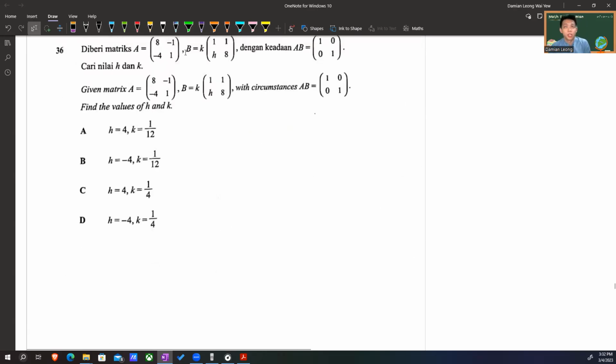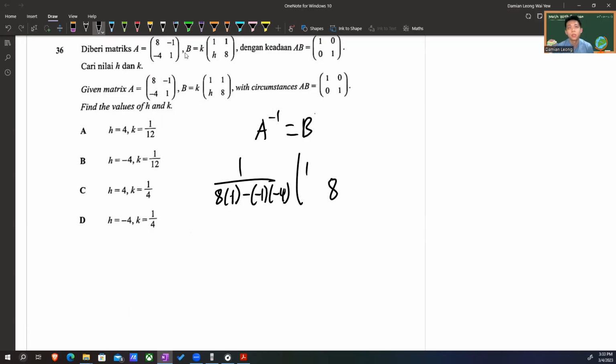Question 36, this matrix. I'm given matrix AB is 1001. When we multiply together equals to identity matrix, it means A inverse is B, or B is A inverse also can. But it's easier to find the inverse of A. So it means inverse of this is 1 over AD minus BC. Switch A and D, negative B and C. If you forget the formula, you can refer to the formula sheet. So this is 1 over 8 minus 4, which is 4.